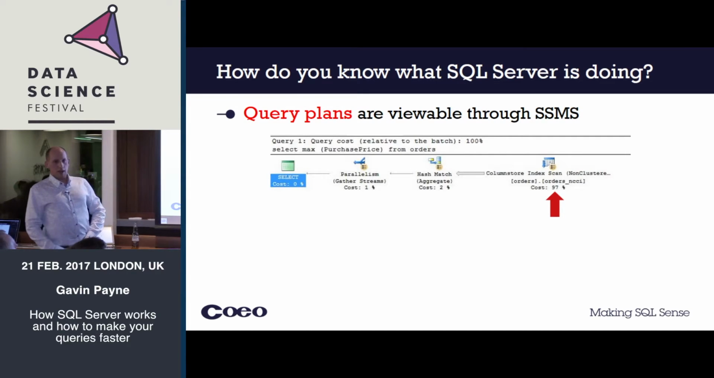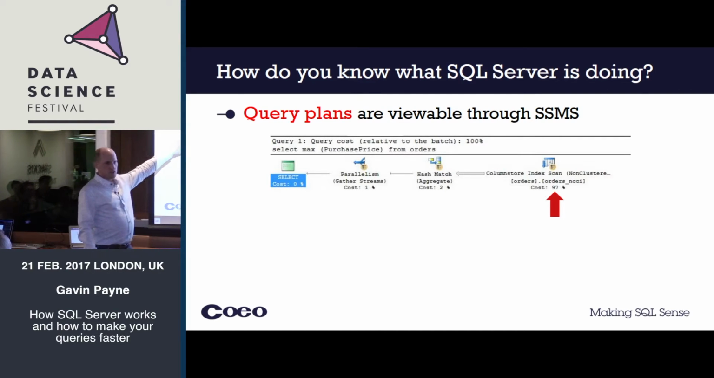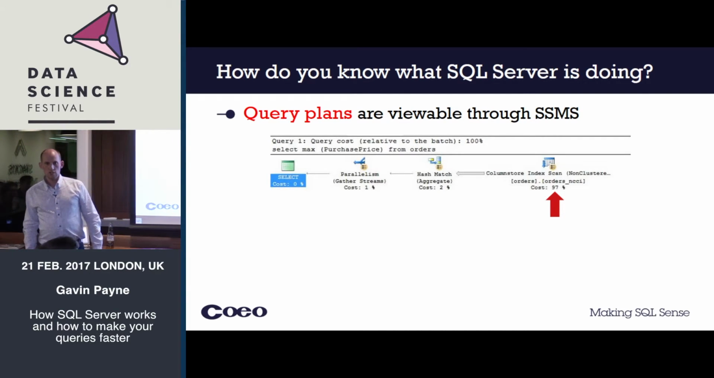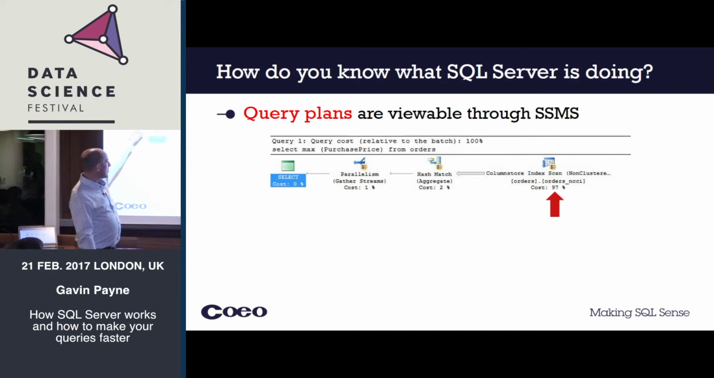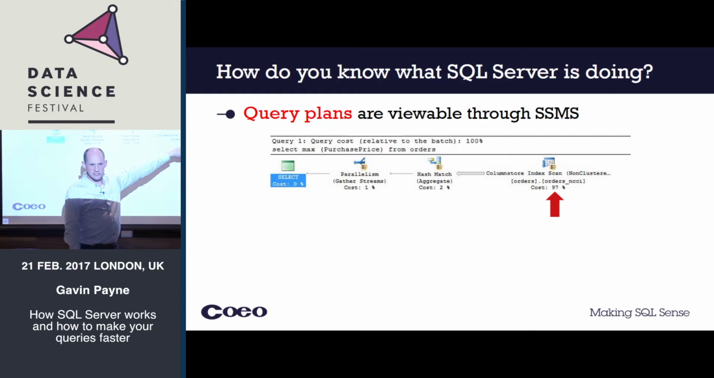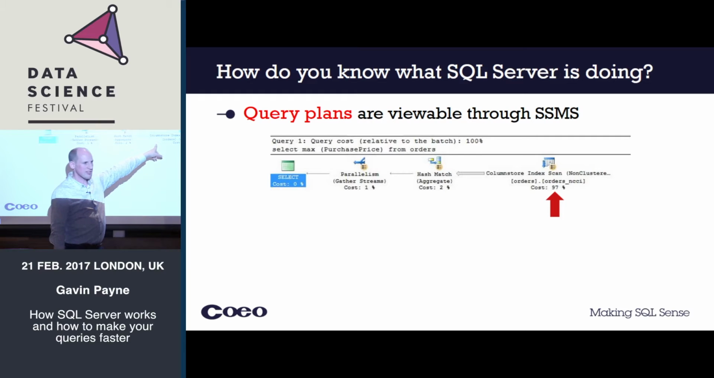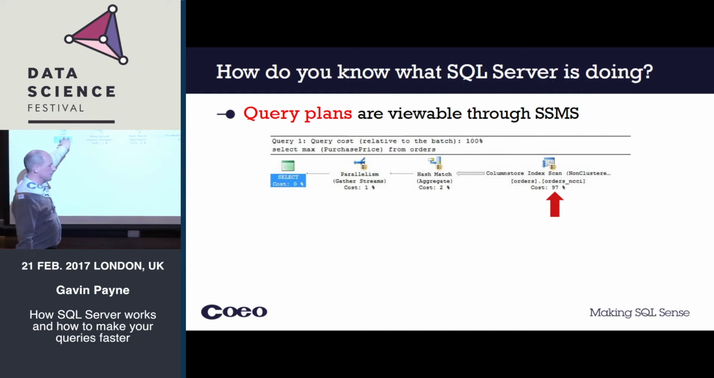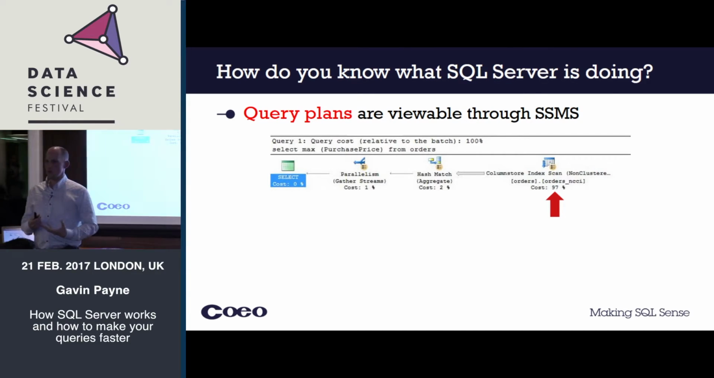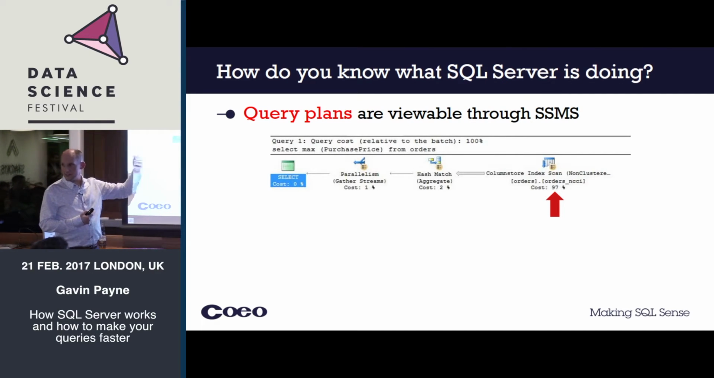So we mentioned query plans. In SQL Server Management Studio, you can ask it to show you them graphically. So what we can see here is out of this simple select max purchase price from orders, 97% of the effort needed to satisfy that query came from a clustered column store index scan. And then it did a bit of maths here. So what we're able to say is that 97%, that's going to be my first question around optimization. Is there anything I can do to make that an index seek?